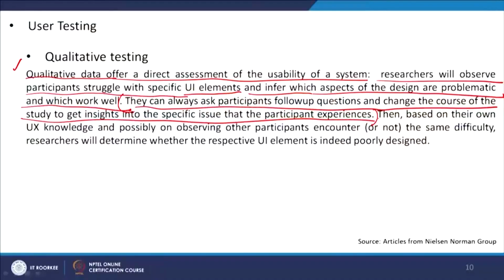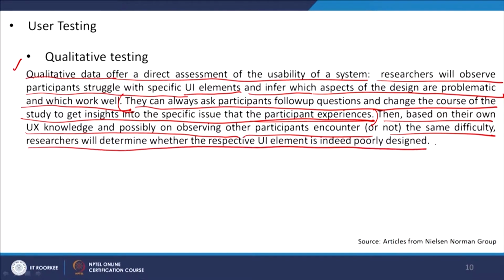Even through qualitative testing they can find different kinds of needs which might have been missed in the design process. That is why qualitative testing can give more, different directional insight in the testing process. It can also be subjective, and the experience of the users can be recorded through verbal discussion. Then, based on their own UX knowledge and on observing whether other participants encounter the same difficulty, the researcher will determine whether the respective UI element is needed or poorly designed.